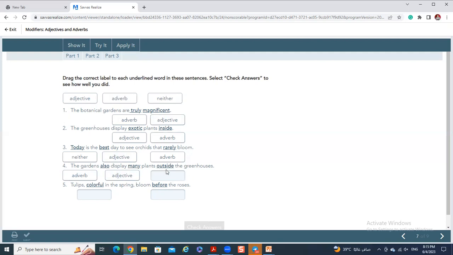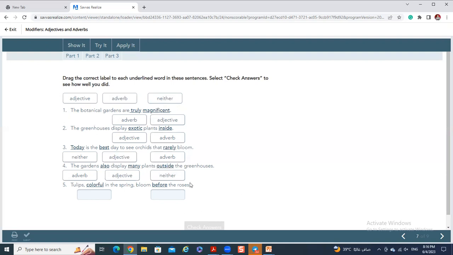Okay, Streamer Adam, take care. Outside, inside. But just wait. Inside here, nothing comes after it. So we call it an adverb. But outside the greenhouses acts as a prepositional phrase. Excellent. So it's neither. Perfect.